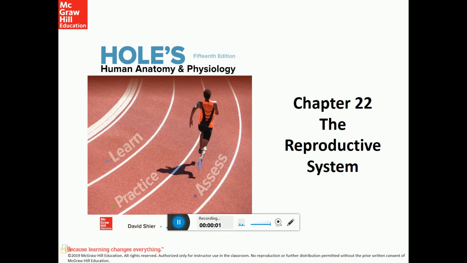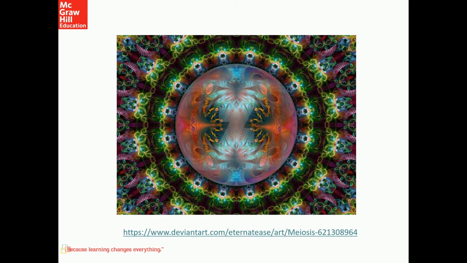Now, Chapter 22 discusses the reproductive system. The first thing we have to discuss would be an introduction and what is the process of meiotic division? How does it happen? And this art was actually inspired by the meiotic division, and you can see more about the artist through this link.